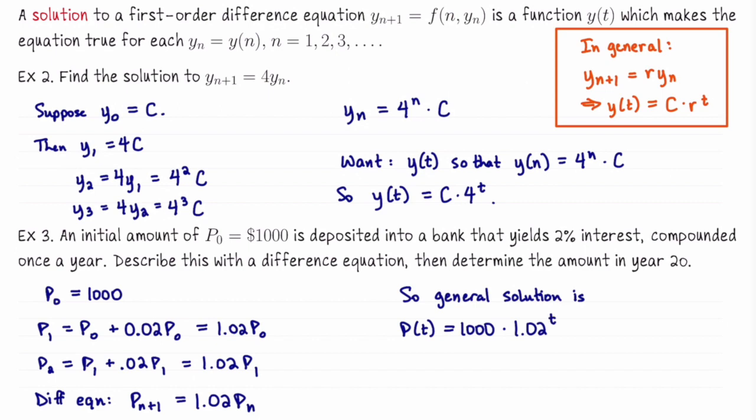Now this is advantageous to the difference equation form if we're interested in year 20, because to get to year 20 using the recursion is going to be slow, because next I would need to do P3, then P4, then P5. We would have to get there step by step. But now I can just say, in year 20, we will have P of 20. And if you're wondering if this account has made us into millionaires, it hasn't. That's about $1,485.95. So in 20 years, we've gained a little bit less than $500.